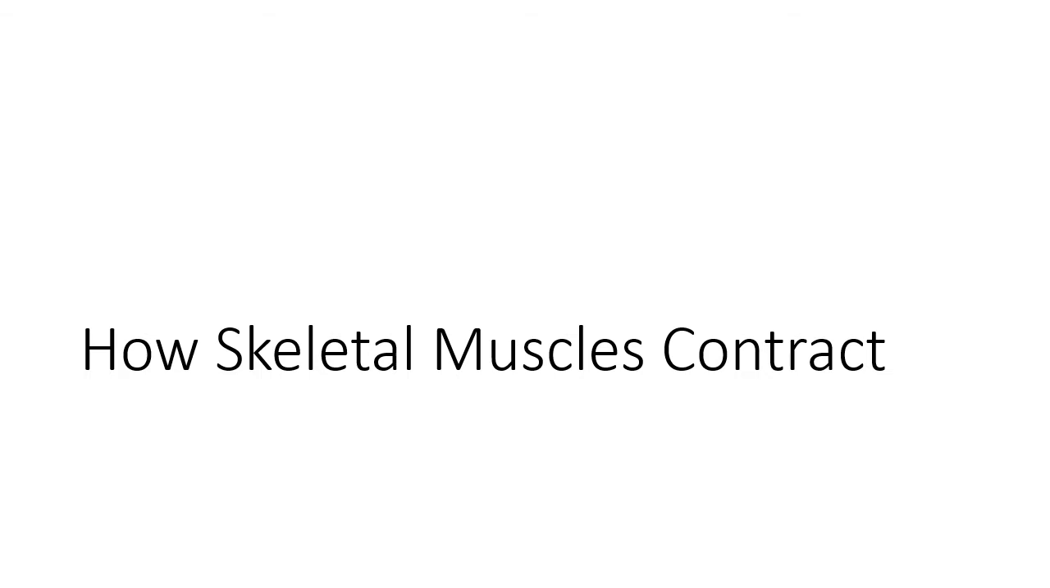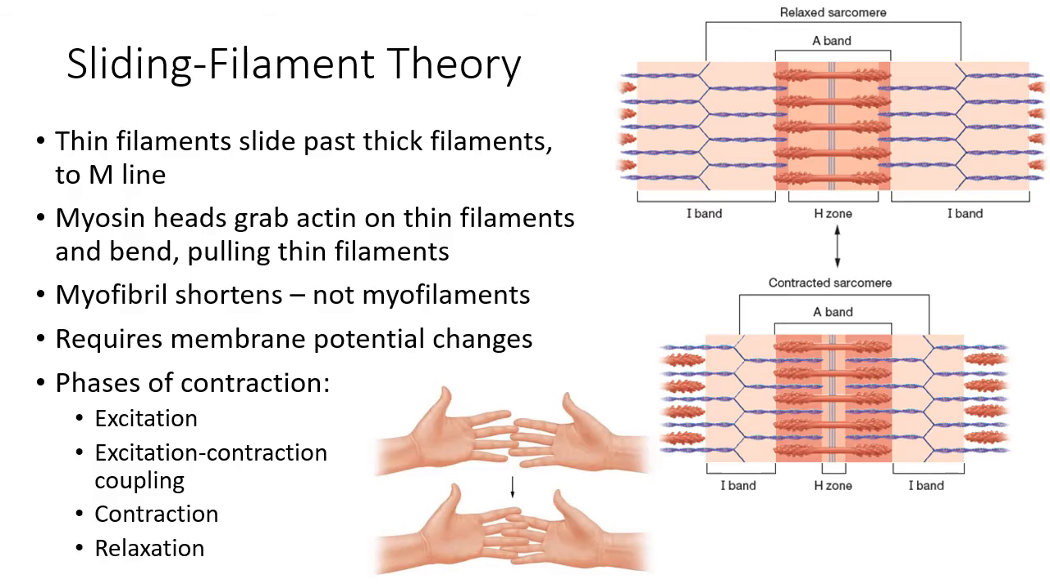Okay, so now we'll go through how contraction actually occurs. So the dominant theory of skeletal muscle contraction is the sliding-filament theory, which is basically saying that when the muscle contracts, your thick and thin filaments move towards each other. So actually the thin ones would be moving in towards the thick ones until they get close to the center, and then they can't move anymore.